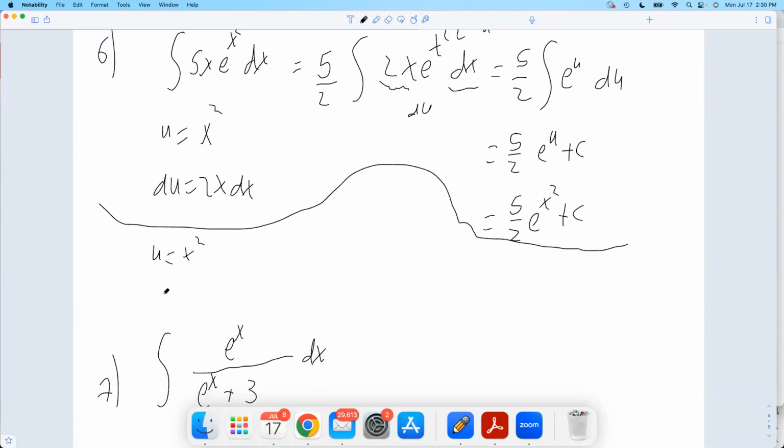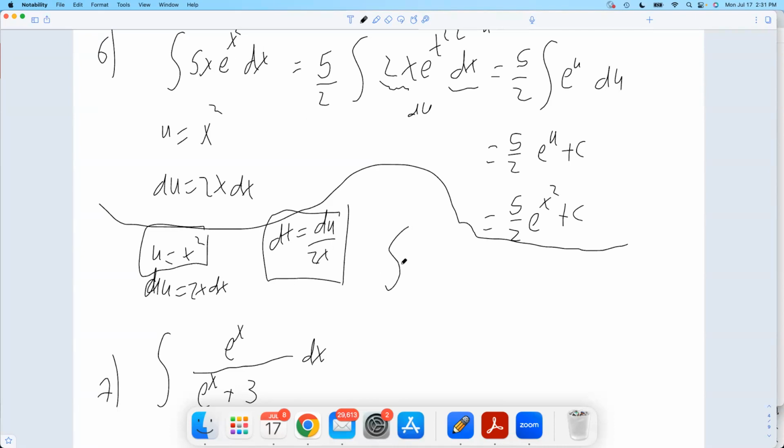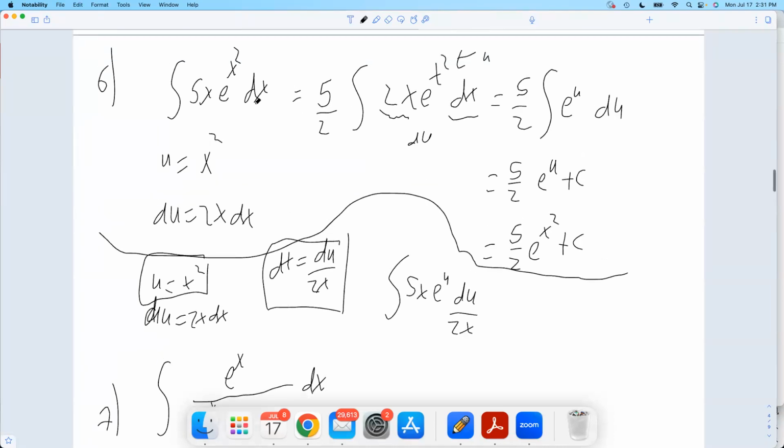u equals x squared. du would be 2x dx. Solve this for dx. dx then would be du over 2x. Now I have to substitute this and this in and rewrite everything else that I see. So I replaced dx with du over 2x. I replaced x squared with u.